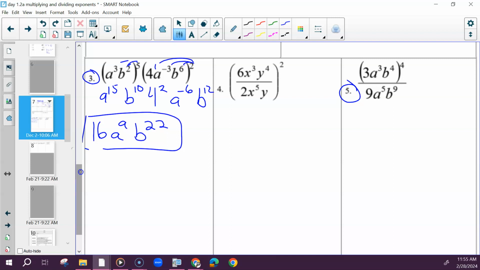Okay. What do we see going on in 5? We're multiplying, we're dividing. Any other? We will be adding the exponents. Distributing to multiply the exponents. We're raising an exponent to another exponent. What would we do first? Multiply the exponent to the other exponents. I'm going to rewrite 3 to the 4th, a to the 12th, b to the 16, over 9a to the 5th, b to the 9th.